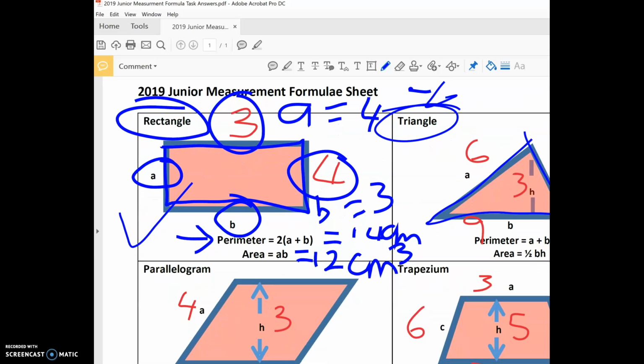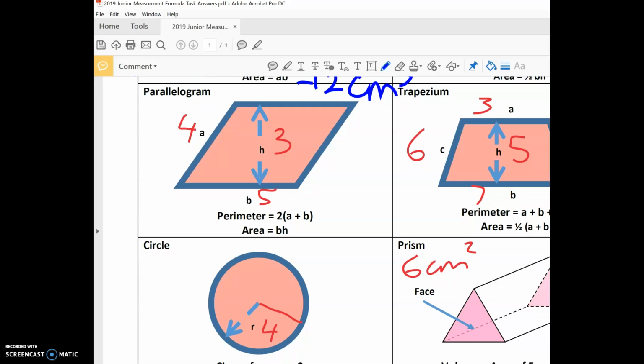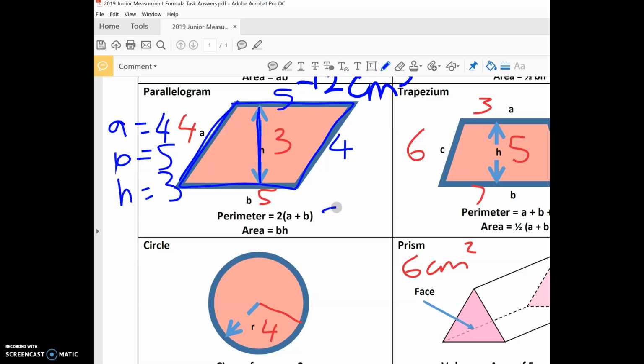All right, now let's have a look at our parallelogram. So A equals 4, B equals 5, and our height equals 3. So we can see this is the height, this is vertical height. This here is our slant height. So our perimeter, we've got 4 plus 5 plus 4 plus 5, because that would also be 4 and that would also be 5. Or we use the formula. So we A plus B, 5 plus 4 is 9, 9 and 9 is 18.